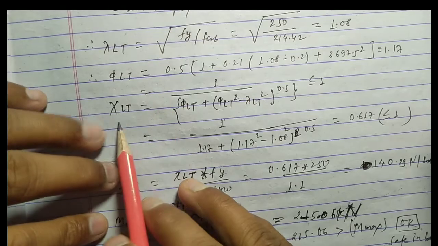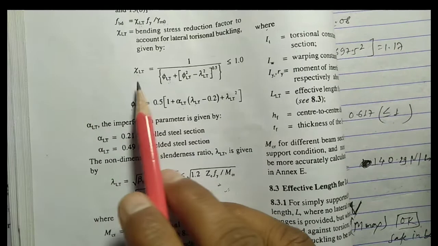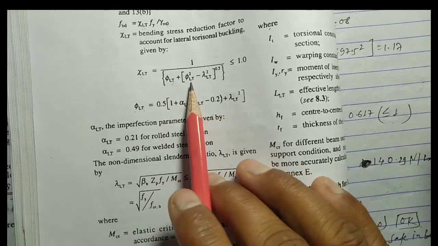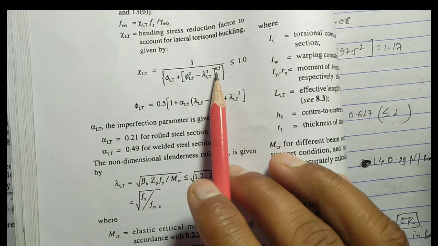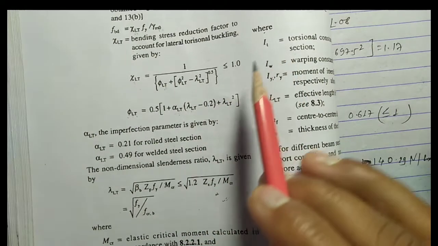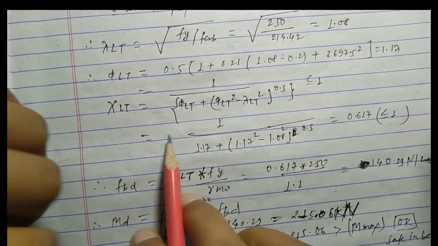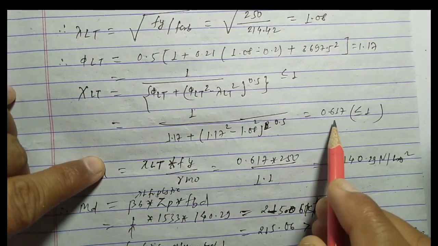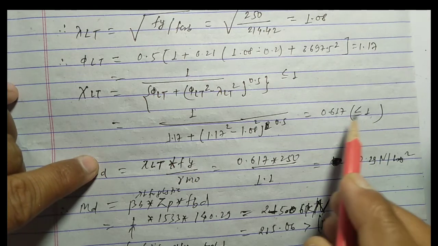Then we have to find XLT. Here you can see XLT equal to 1 by [phi LT plus (phi LT whole square minus lambda LT whole square) whole power 0.5]. This value should be less than or equal to 1. So we will calculate the value, and this value becomes 0.61, that is less than 1.